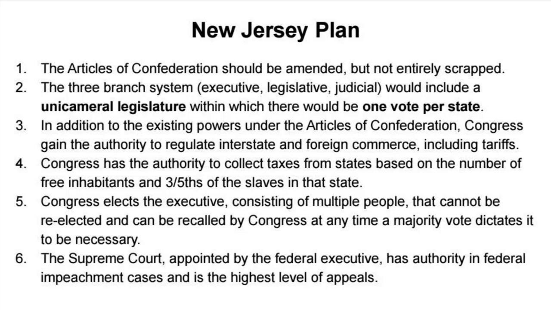The three-branch system should include a unicameral legislature with one vote per state, which is exactly what the Continental Congress under the Articles of Confederation was, including the authority to regulate interstate commerce, which was a huge issue in this time. States were having trade wars with each other. They had their own currencies, and this was an additional power that was going to be given to the national government under what they viewed as a slightly altered Articles of Confederation.